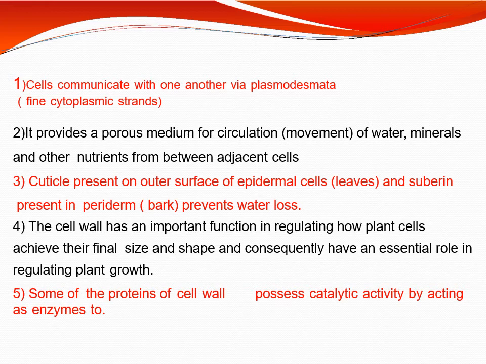Plasmodesmata, as we know, are cytoplasmic strands, and they provide a porous pathway for the movement of water, minerals, and other nutrients. The cuticle present on the outer surface of the epidermis cells of leaves and the suberin present in the periderm prevent water loss. The cell wall has an important function in regulating how plant cells achieve their final size. Similarly, some of the proteins of the cell wall possess catalytic activity by acting as enzymes.